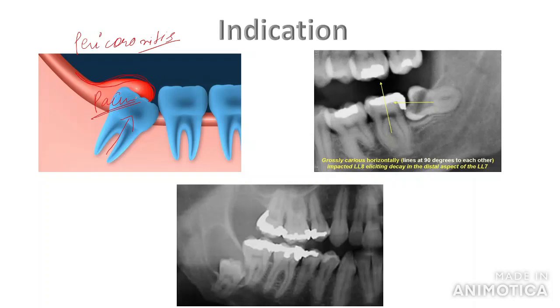The second indication can be presence of caries. A lot of times the tooth that is impacted is found to be carious. It also causes caries to the adjacent tooth. And the presence of a cyst is one of the most important reasons for impaction surgeries, right? So this is a typical example of a dentigerous cyst. Okay, so these are the indications of impaction surgery.